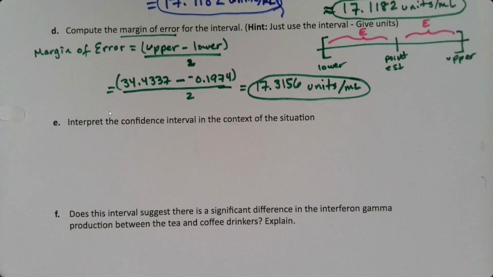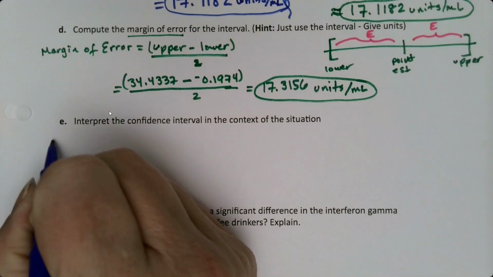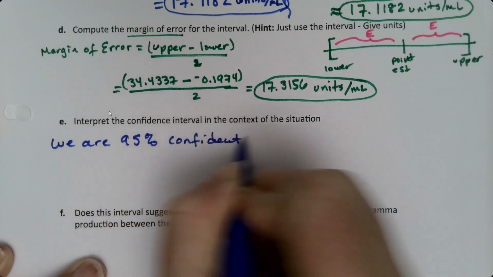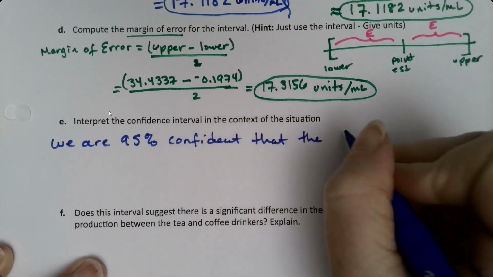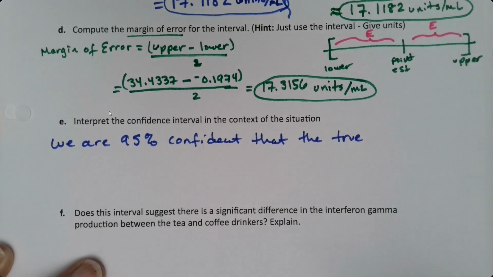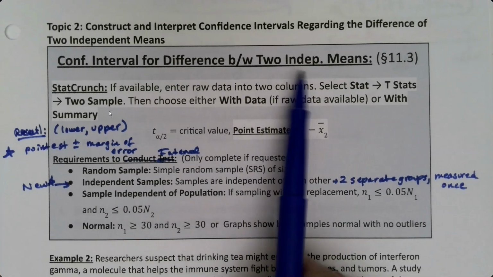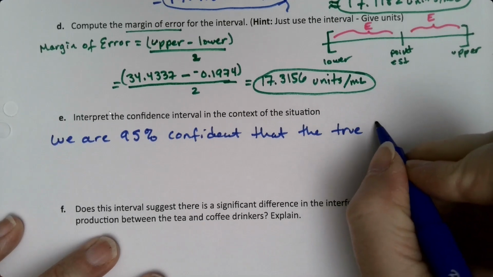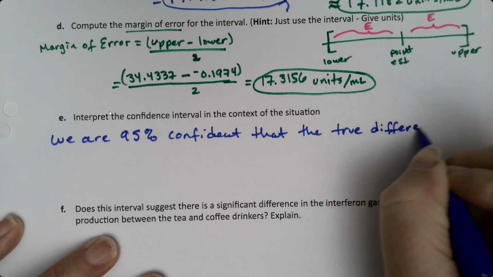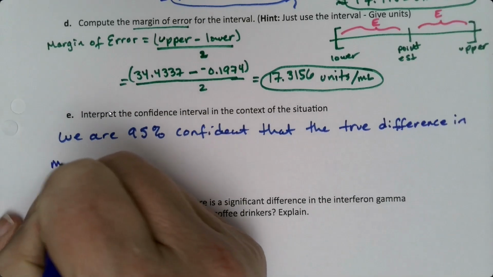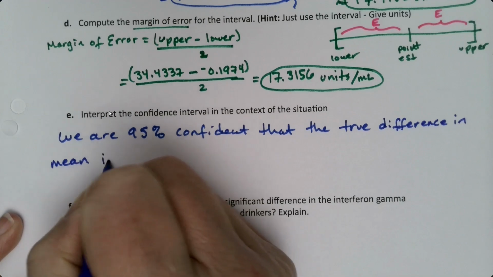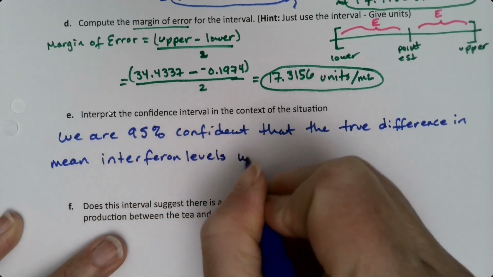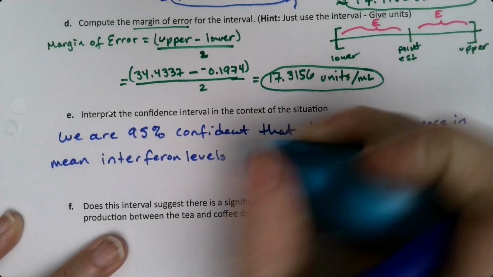Now, how to interpret it? Well, we always know how to start these. We are 95% confident that the true, and then you have to say what the population parameter was. Well, the parameter is the difference between the independent means, right? It's the difference in means. So it's the true difference in mean interferon levels between coffee and tea drinkers.